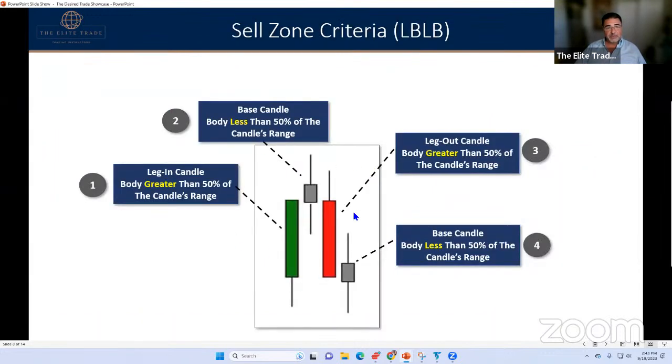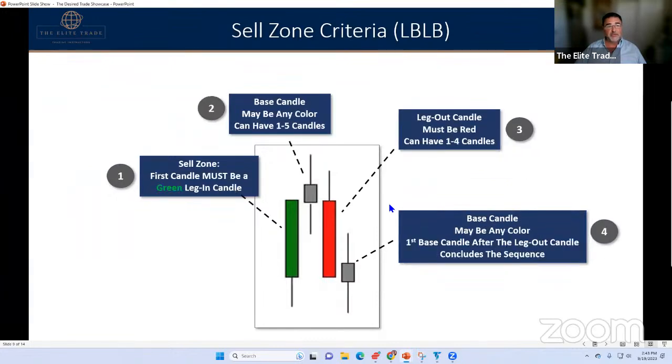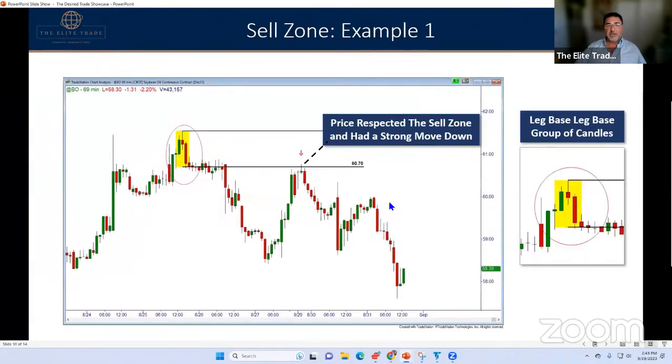Again, the leg base group of candles for the supply area, and also the earlier one from a demand. Everything must be so specific that a computer can replicate it. And that's why I walk through putting a vertical line on the leg in, putting a vertical line on the leg out, and giving you some of those details so you could follow.